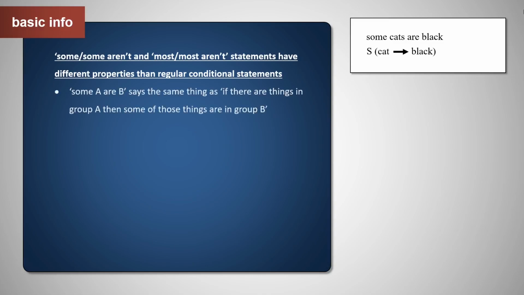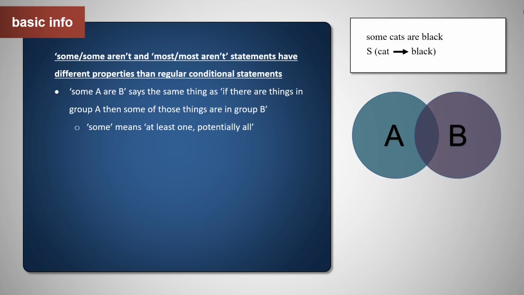So "some A are B" says the same thing as: if there are things in group A, then some of those things are in group B. You've got groups A and B, and it tells you that just some of the things in group A are in group B. So "some" essentially means at least one, but potentially all.